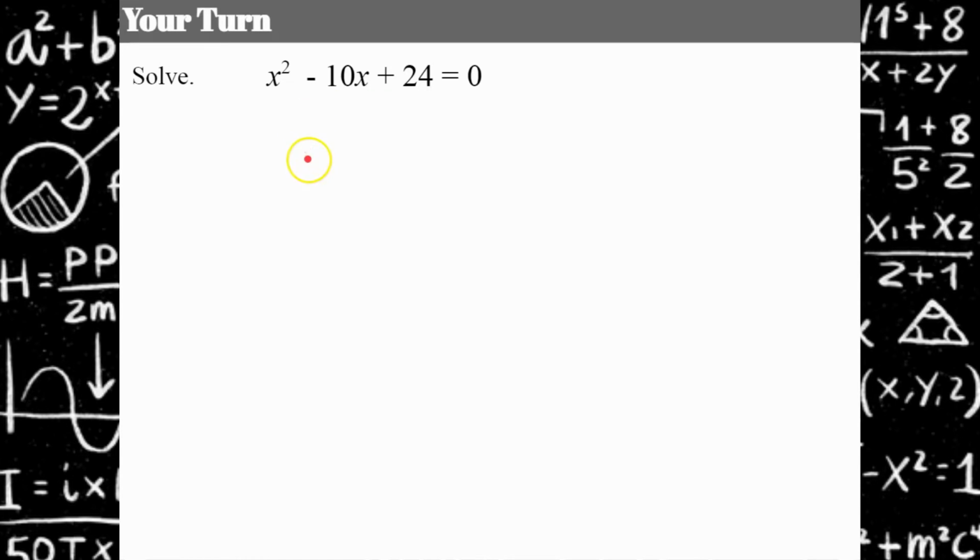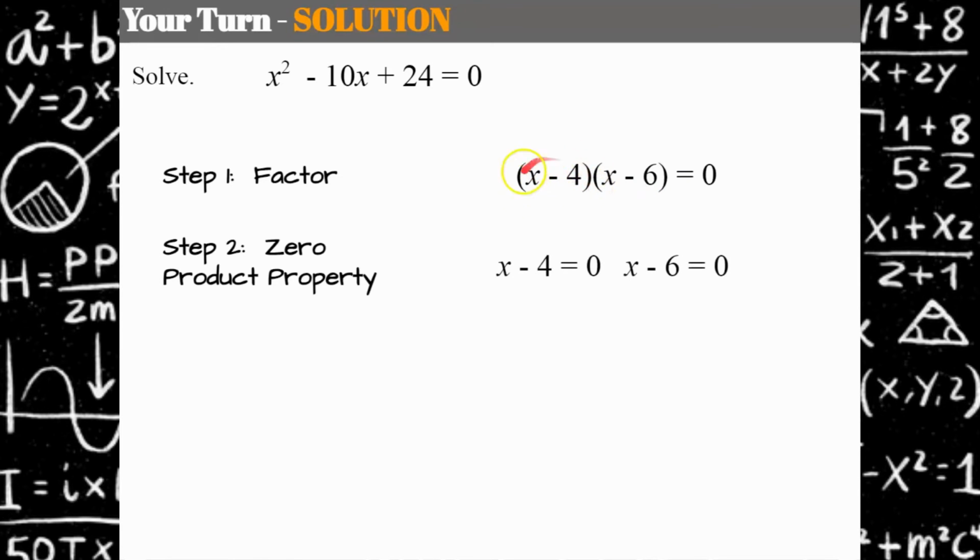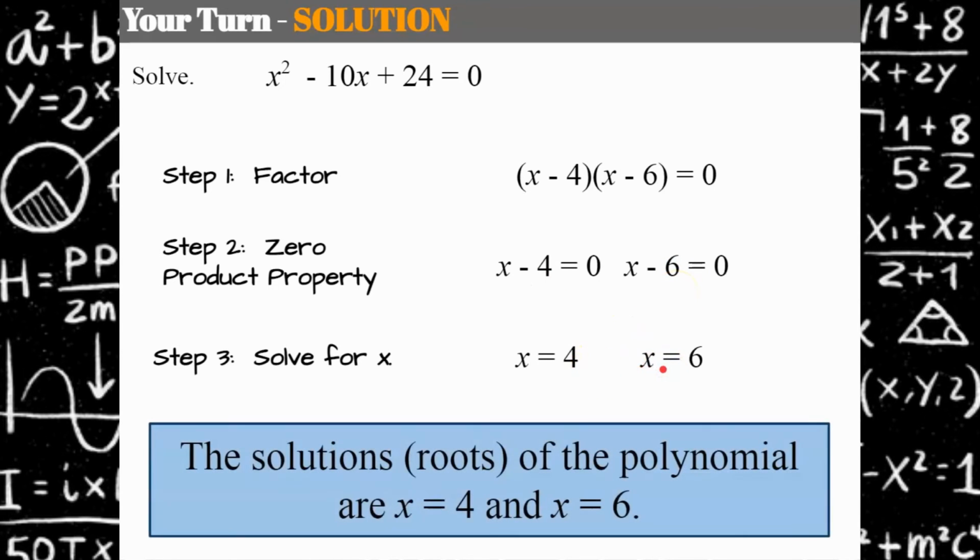Welcome back. Let's see how you did. Step 1 would be to factor, and this would be factored (x - 4)(x - 6). I'm going to use the zero product property, so I'm going to set the first binomial factor equal to 0 and the second. And then I'm going to solve for x. I'm going to add 4 to both sides and add 6 to both sides, giving me x equals 4 and x equals 6. And those are my roots or my x-intercepts.